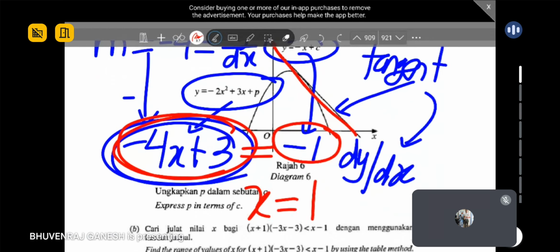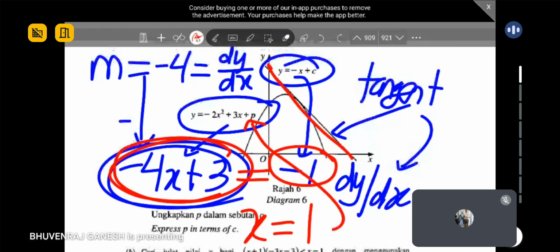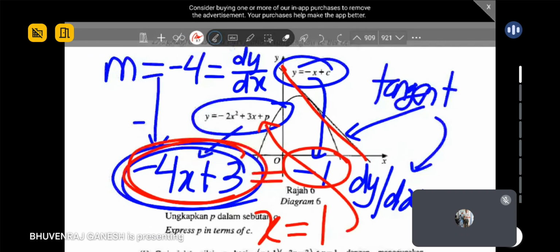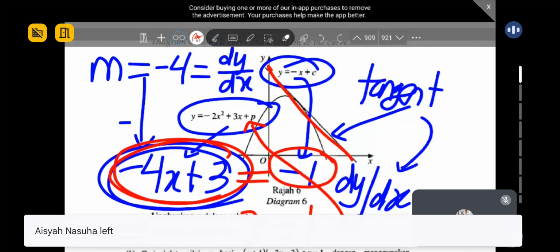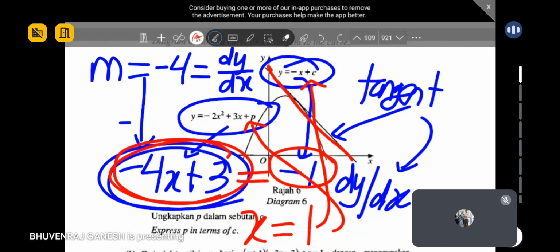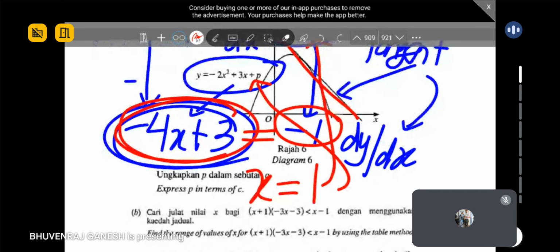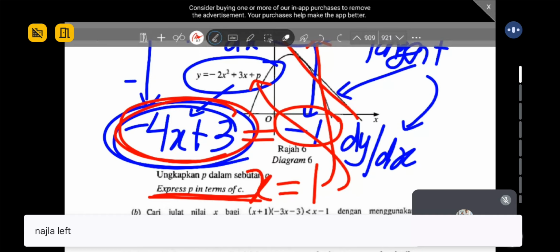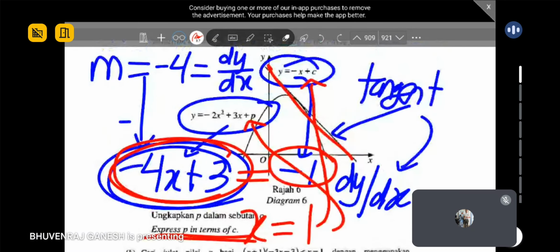Okay, next step, what do you all do, guys? After you already find X, you will substitute back in the equation. Am I right? Kamu akan masukkan X kat sini. Okay, substitute in your equations. Okay, so over here, you need to substitute in both equations. Kamu kena ganti kepada dua-dua persamaan. Why do we need to substitute to two equations? Because the question asks, express P in term of C. Kamu kena ungkapkan P dalam sebutan C, guys.